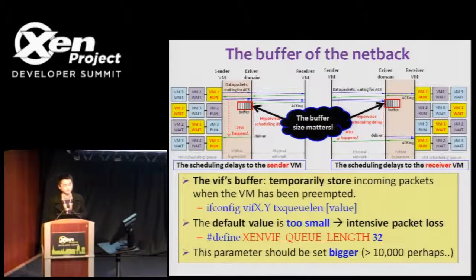Okay. That will cause intensive packet loss. If, for example, the TCP window is 100 and you have only a buffer size of 10, the remaining 90 packets will be dropped, which will cause serious distortion at the TCP level. And that drop happens at the back-end domain, the back-end driver? In the back-end, yeah.